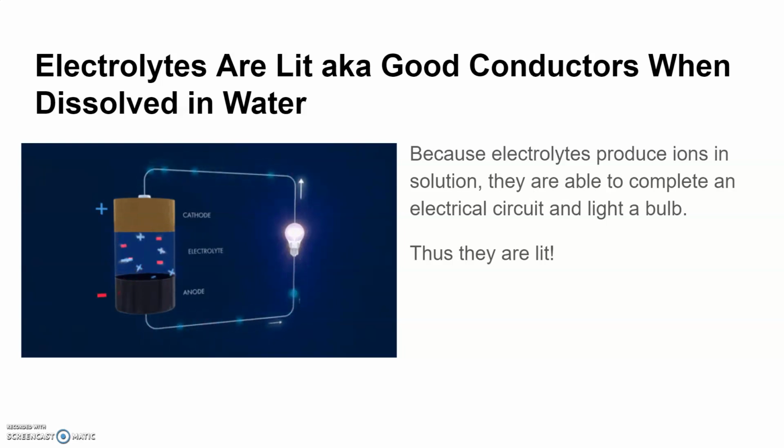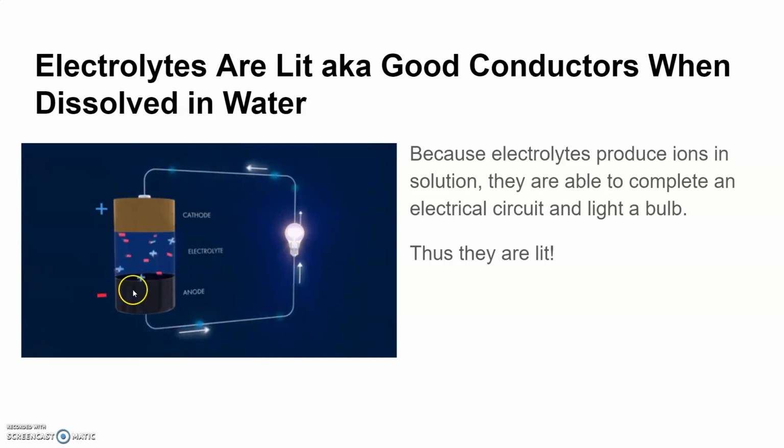So we said electrolytes are things that produce ions in solution. So what does that have to do with them being good conductors? Because electrolytes produce ions in solution, they're able to complete an electric circuit and light a bulb. So here we have sort of a moving image of that. And you notice that the electrical charges are flowing through this circuit.